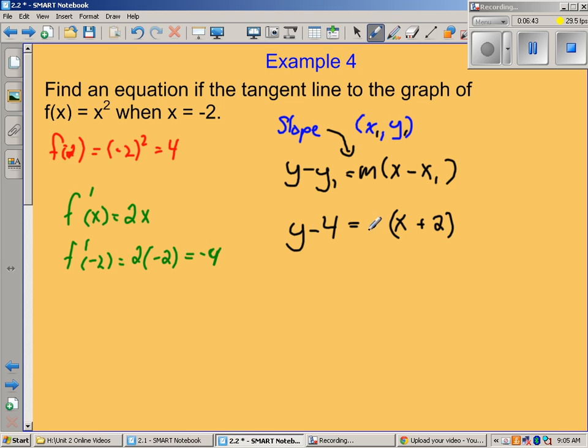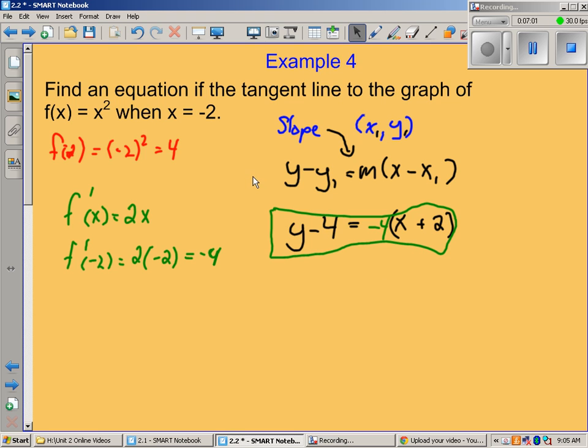And so you don't need to simplify this for the AP test or for my class. So this is an okay equation. Y minus 4 equals -4 times (x plus 2) for that. The only thing you might want to simplify it for is just in case on a multiple choice question that they simplify it.